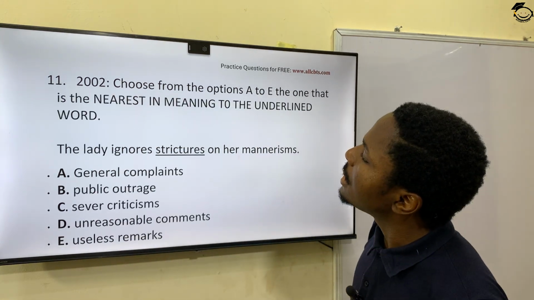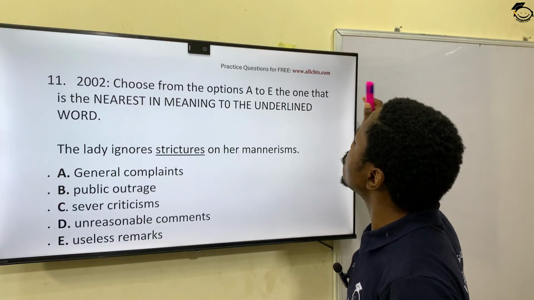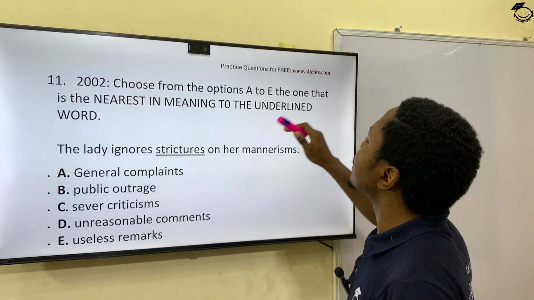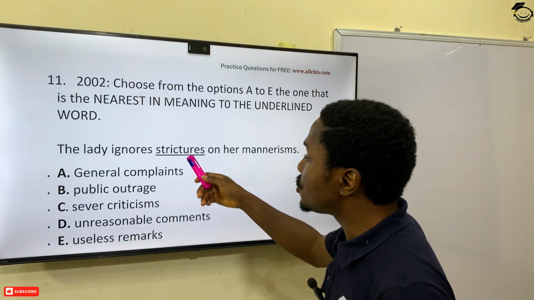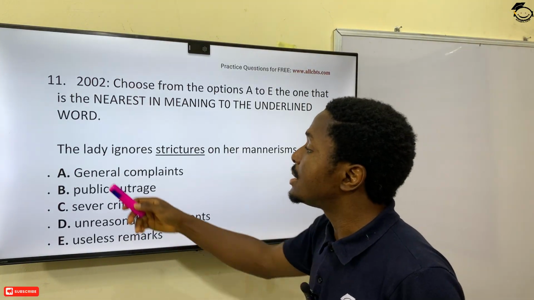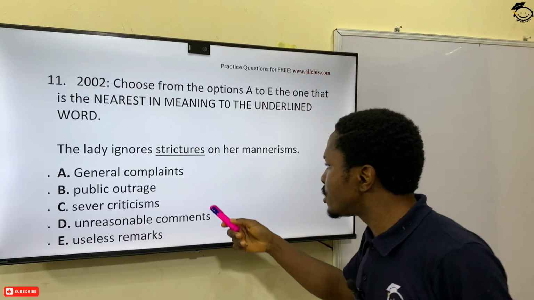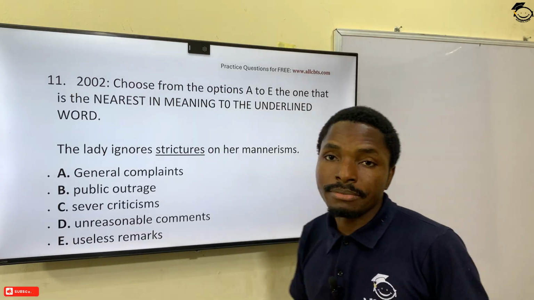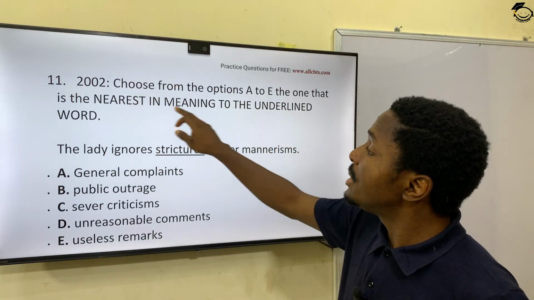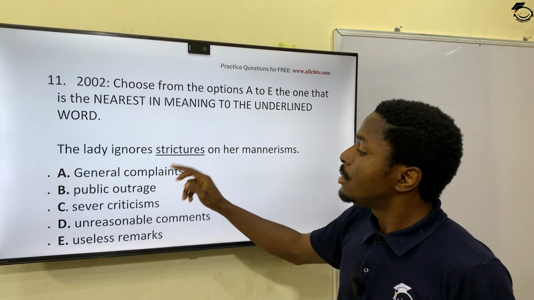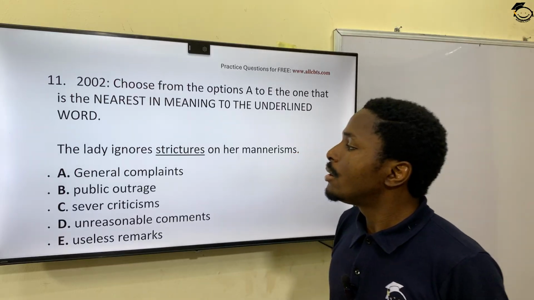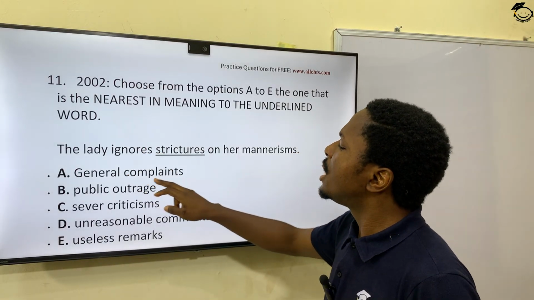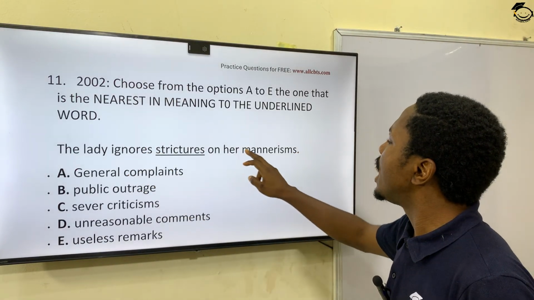Next, 11. Choose from the options A to E, the one that is nearest in meaning to the underlined word. And what is the underlined word? Strictures. Now let's read in context. The lady ignores strictures on her mannerism. So nearest in meaning. Which of these options would replace strictures? General complaints. So the lady ignores general complaints on her mannerism.